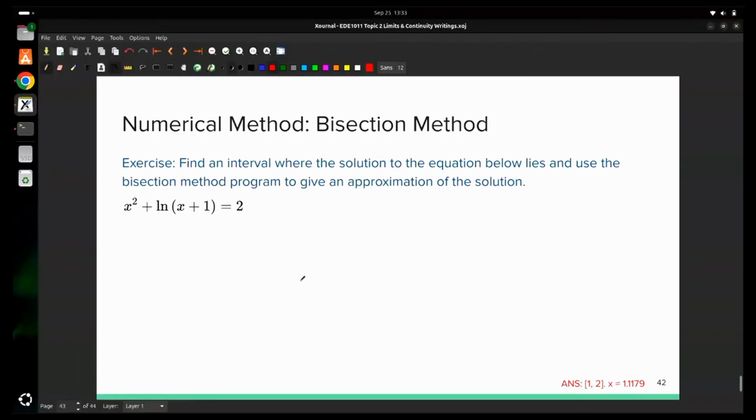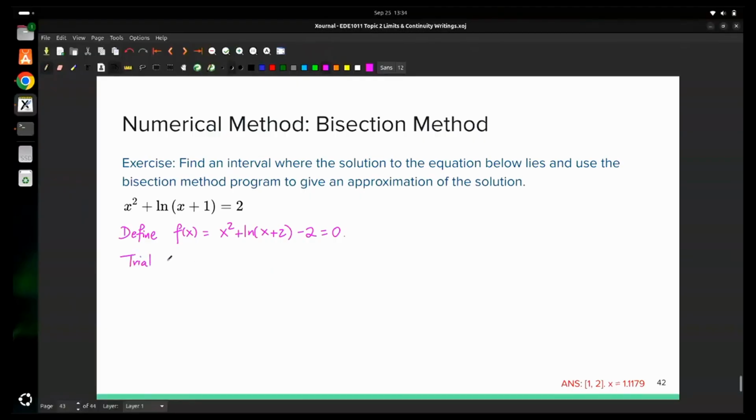Let's apply. It's supposed to find the interval for which the solution to the equation below lies. So we just define a function f such that you get the right-hand side equivalent to 0. There's only a 2 on the right-hand side, so I'll just bring the 2 across for ease of calculation. So this one equals 0.